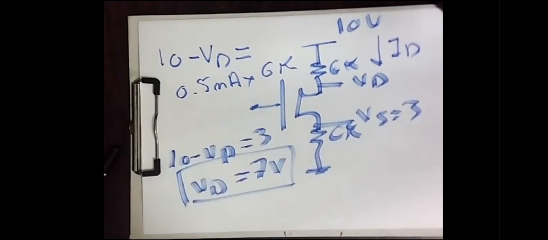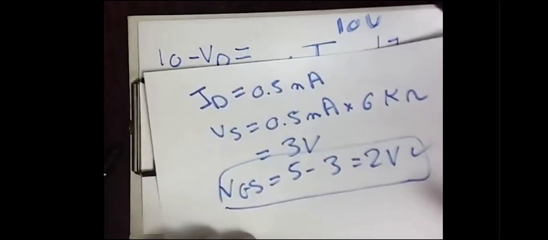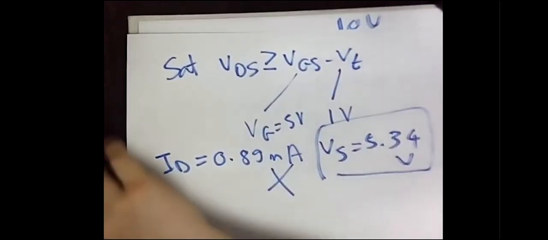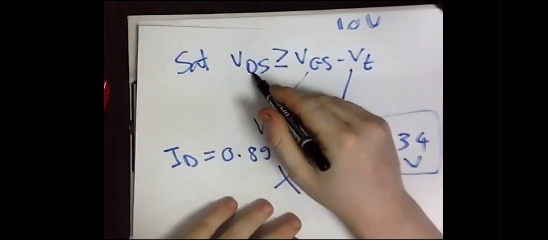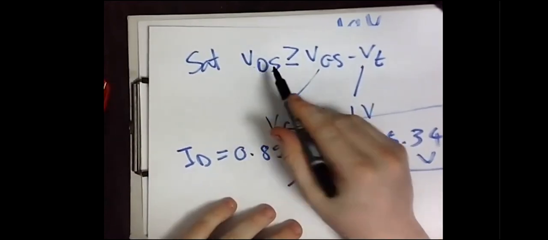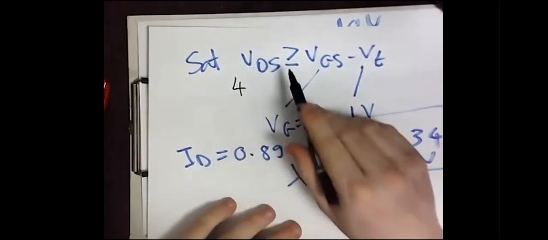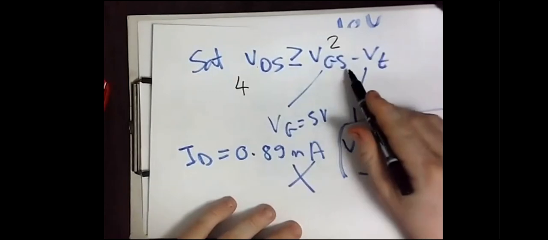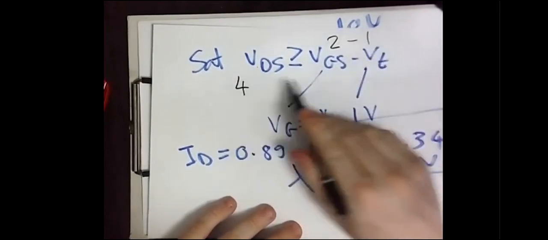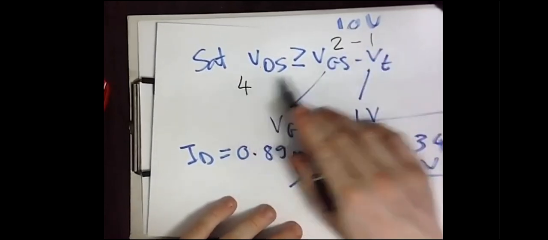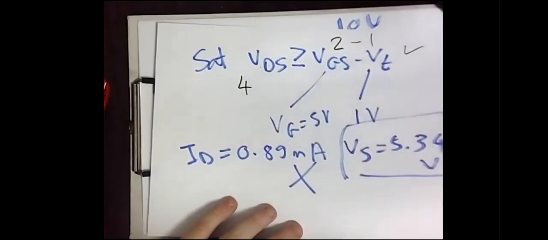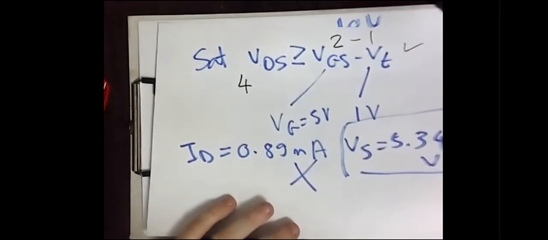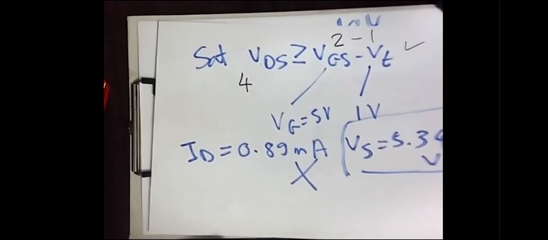Now, you can validate the assumption. Let's see. Where is the assumption? This is the assumption. VDS is 7 minus 3, so this is 4 volts. Is it greater than VGS, which is 2 volts, minus VT, which is 1? So 4 is greater than 2 minus 1, which is 1. 4 is greater than 1. Then this is a correct assumption. So this MOSFET is working in the saturation region.